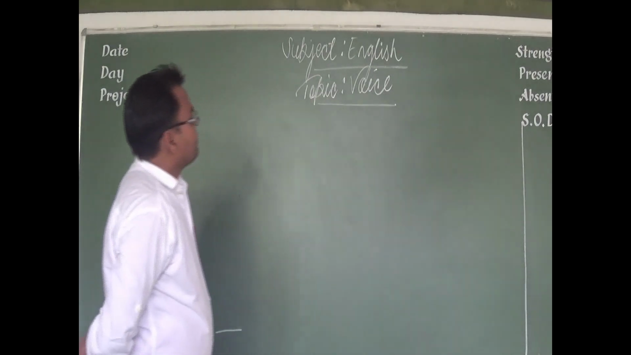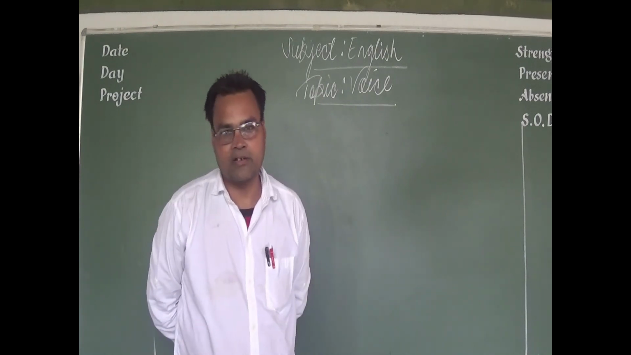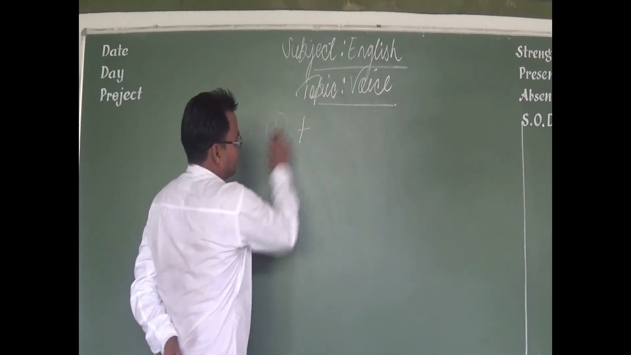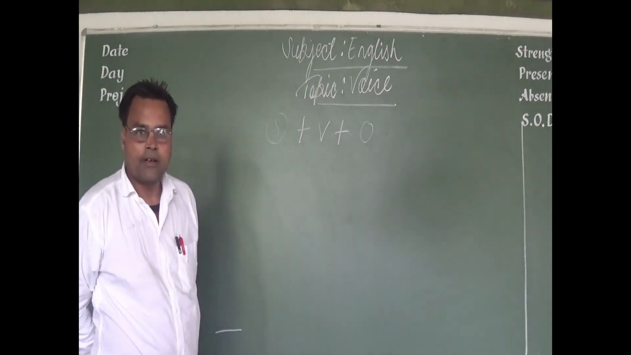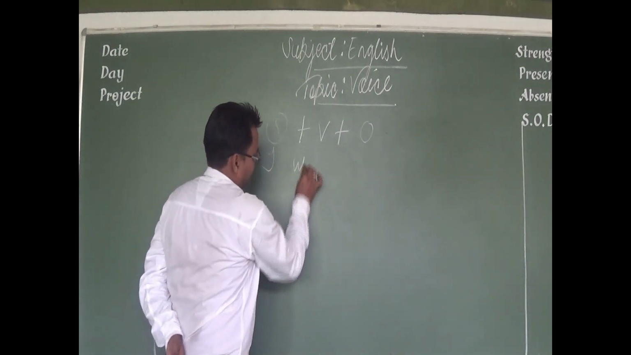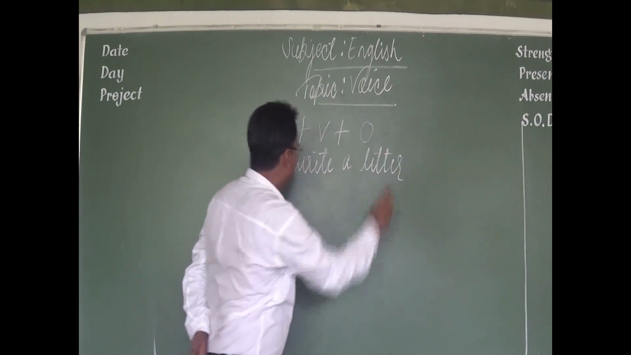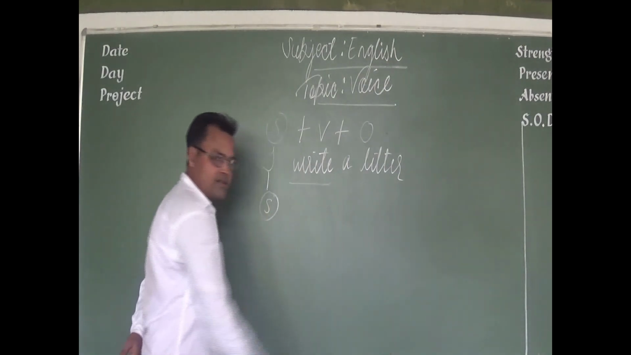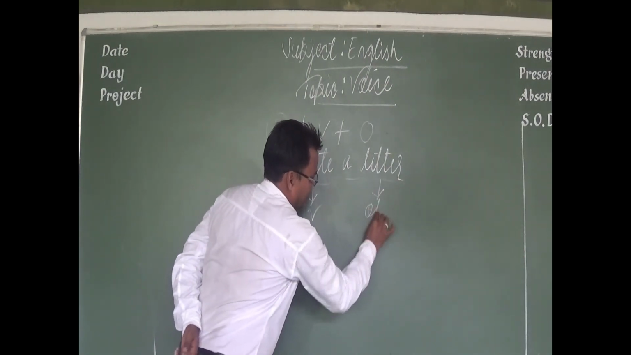Okay. So dear students, as you all know that every sentence is made up of three things. The first is subject, then comes verb, then comes object. Right? So let us take the example. I write a letter. Here I is subject. Write is verb. A letter is object.